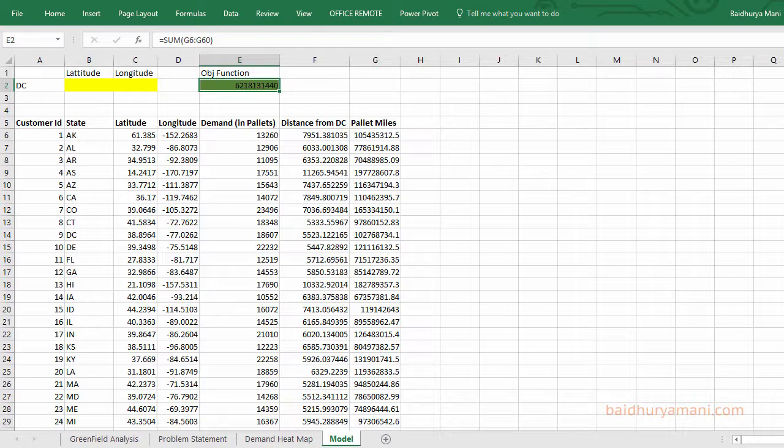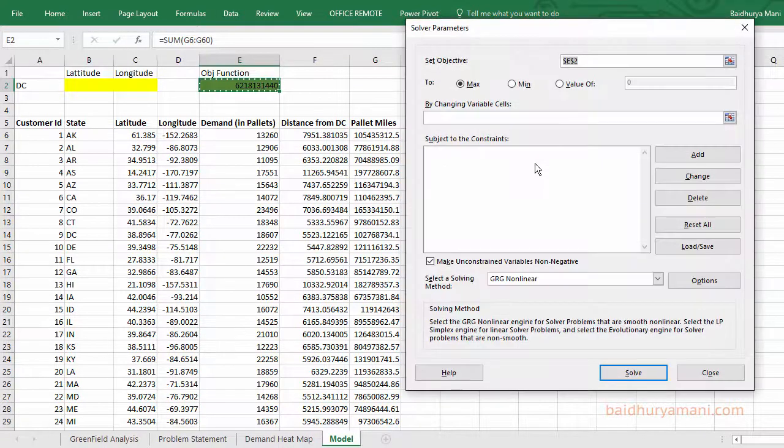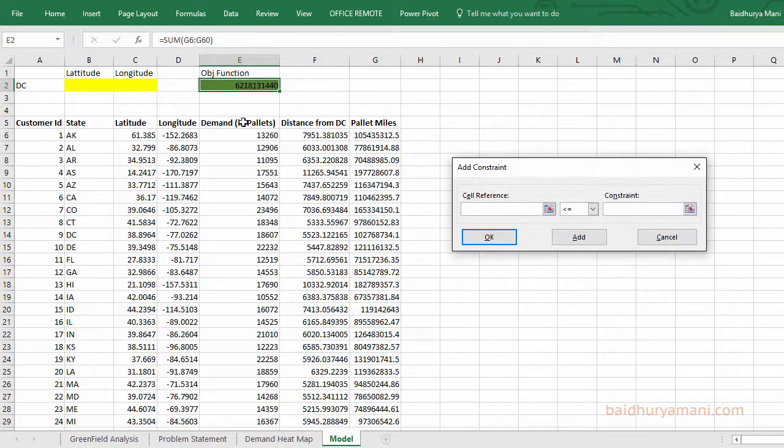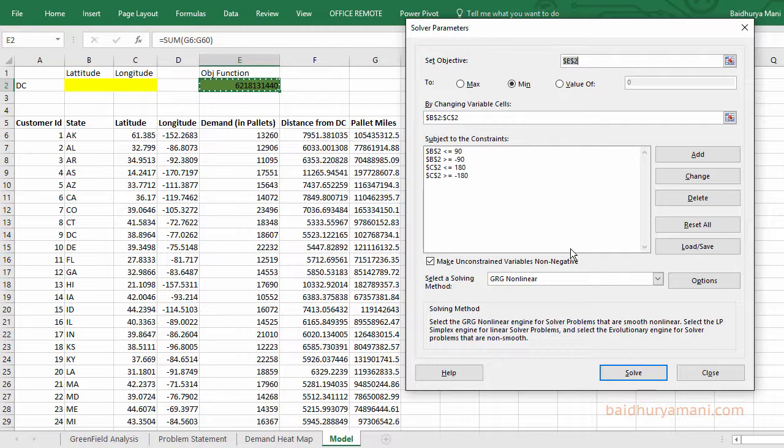The only constraints in the model will be related to the possible values that latitude and longitude can take. So now let's load the problem in Excel solver. Let's go to solver. The objective function will be E2. This will be a minimization type of problem, as we'll try to minimize the weighted distance. The decision variable will be the latitude and the longitude. The first constraint would be the latitude needs to be greater than minus 90 degree. Next constraint would be that the latitude needs to be less than 90 degree. The next constraint would be that longitude needs to be greater than minus 180. Similarly, the longitude needs to be less than 180 degree. So these are the four constraints in the model.